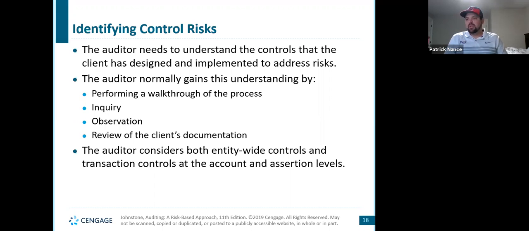The lowest level here is the review of a client's documentation, just looking at paperwork. Paperwork can be changed or redone pretty easily this day and age, so that's the lowest level. But performing a full walkthrough and inquiring of the people who are actually responsible for it are usually better, stronger methods and tests of controls, and observations are also stronger than the review of client documentation at its basis. So the auditor should consider both the entity-wide and the transaction controls for the different assertions.